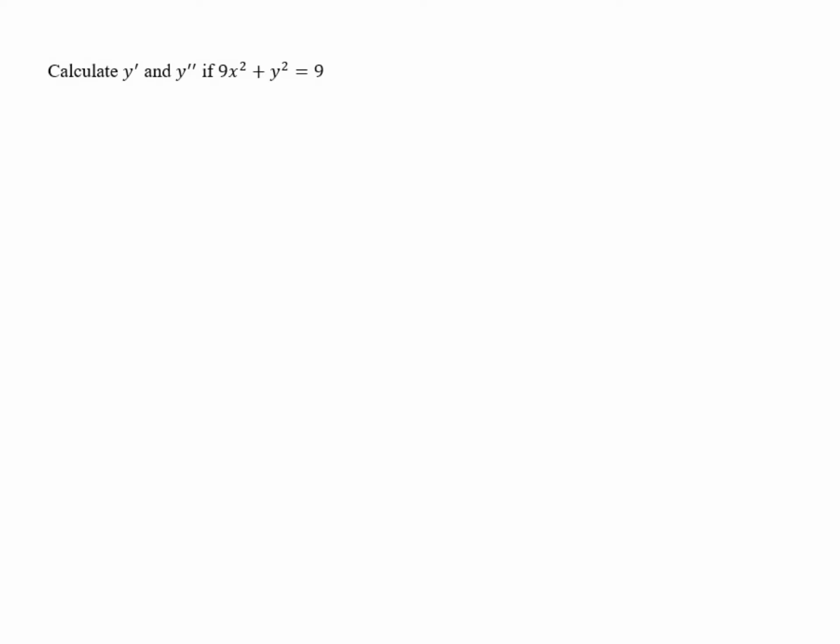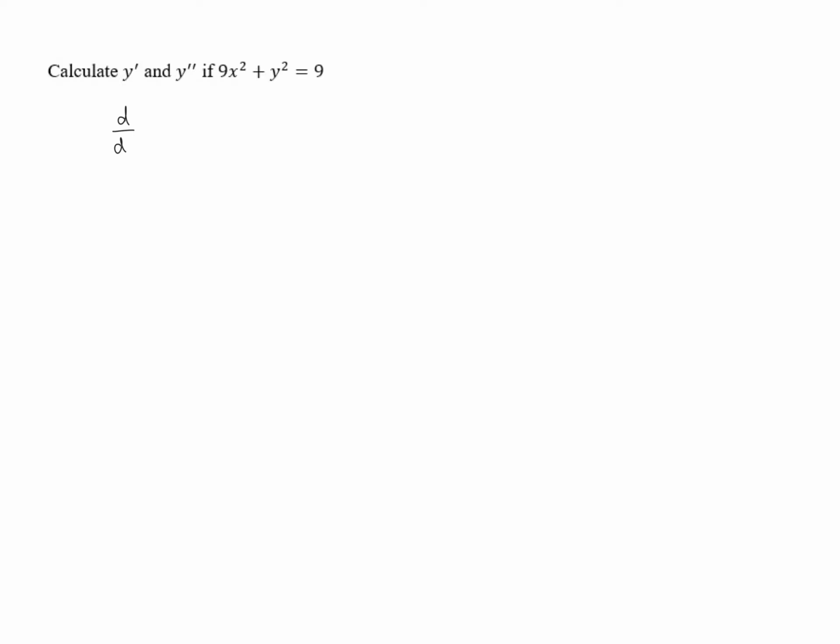Calculate y prime and y double prime, the second derivative, if 9x squared plus y squared equals 9. You might recognize this equation as the graph of an ellipse. So this is actually going to be an oval shape, an ellipse shape to be more accurate, of a graph. We cannot easily solve for y as a function of x, so we're going to use implicit differentiation here.